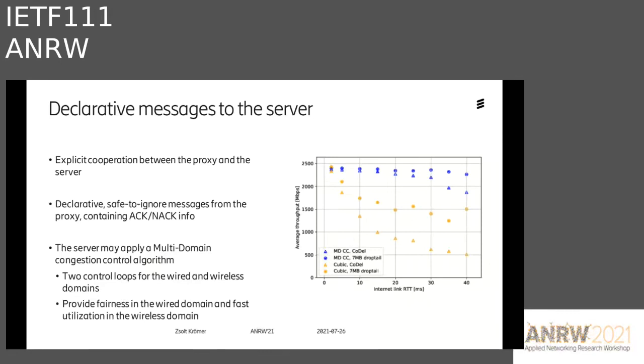On the right, there are some early results using the millimeter wave module of the ns-3 simulator, and it can be seen that multi-domain congestion control outperforms CUBIC significantly, especially if the RTT of the internet link increases, with both using the CoDel AQM and the fixed 7 megabyte drop tail buffer.